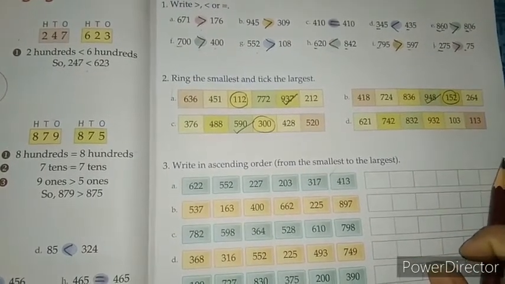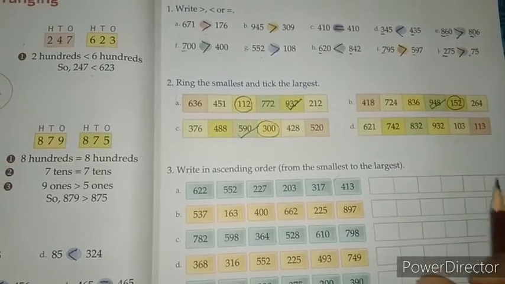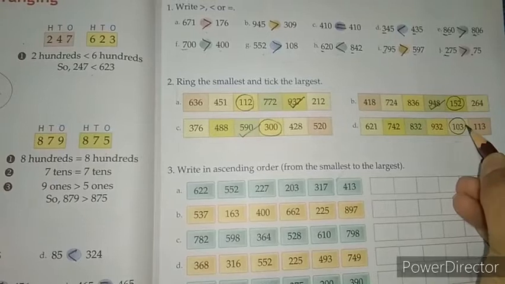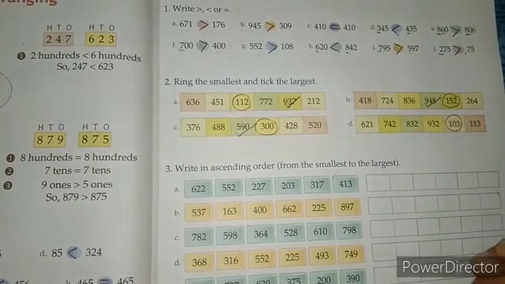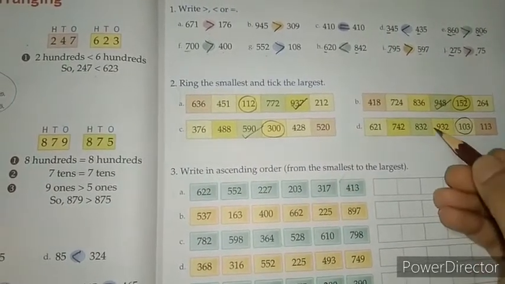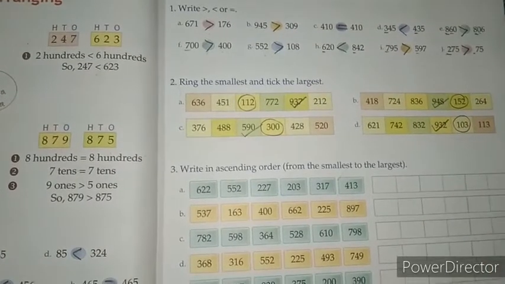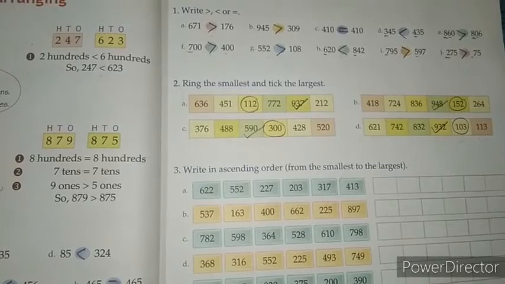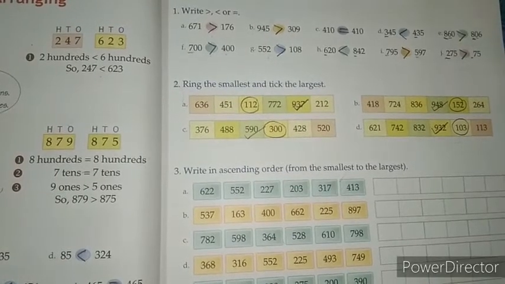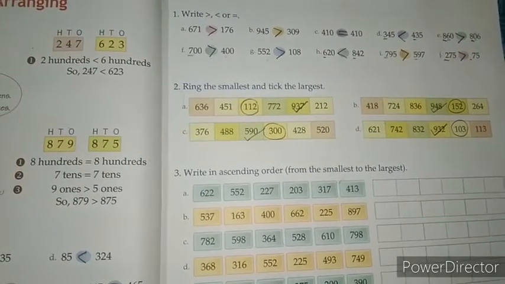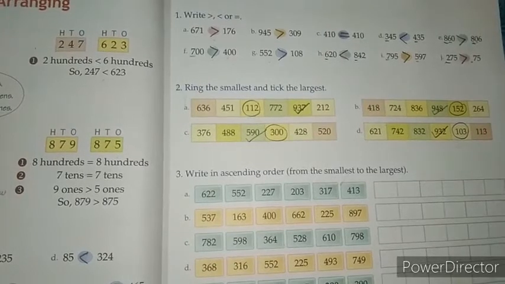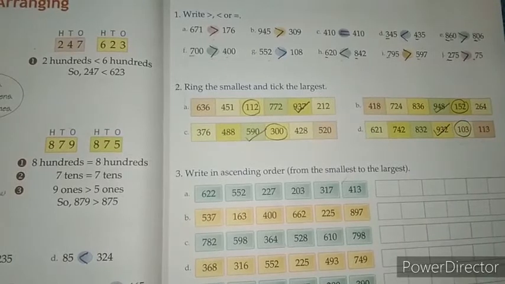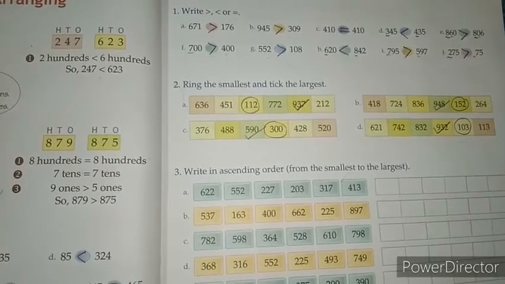Then which is the smallest number in this series? Yes, 103. And which is the largest number in this series? Yes, this one. Okay, understood all of you? How will you do this question? So in this question you have to find the smallest number and largest number, and circle the smallest number and the largest number. Understood all of you students? Very good.